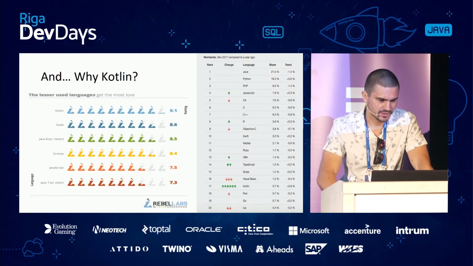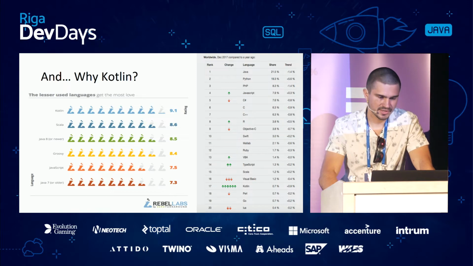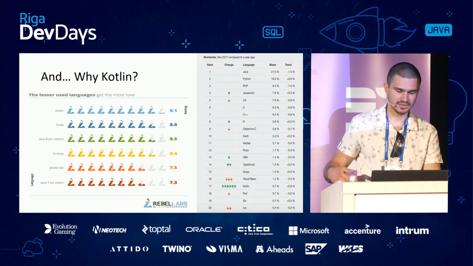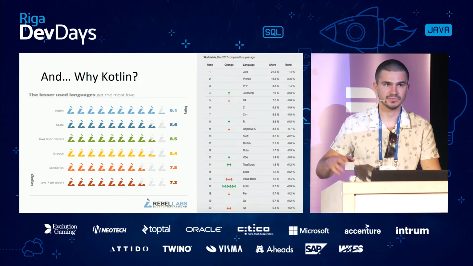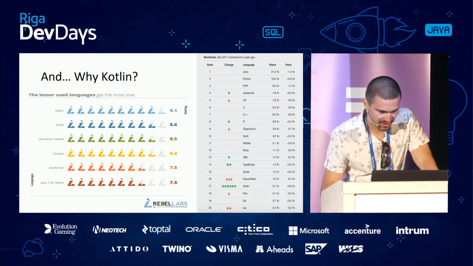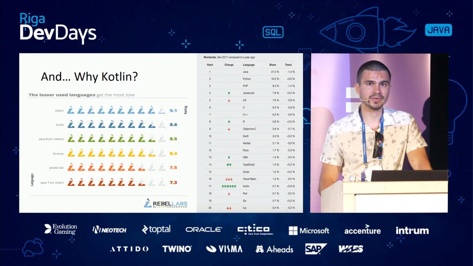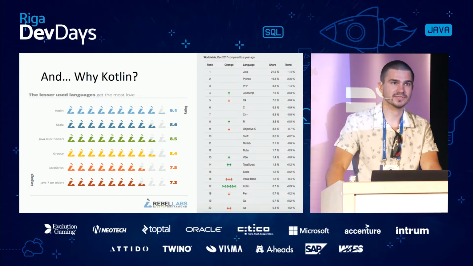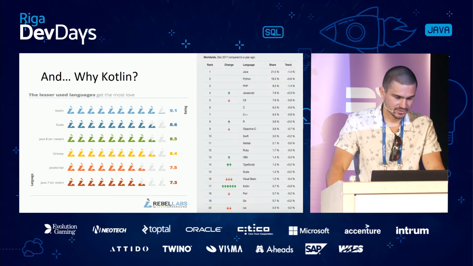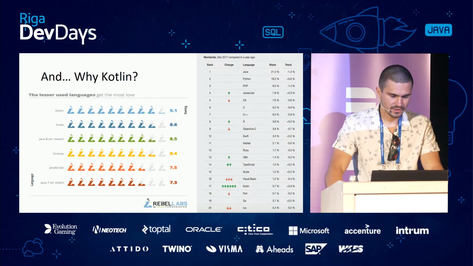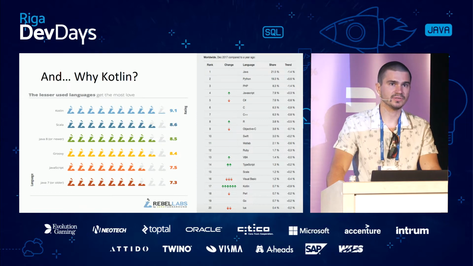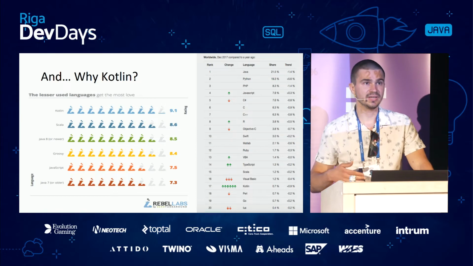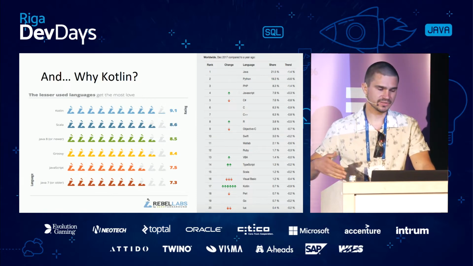Why are we interested in Kotlin? Because we have, for example, such charts. Here we have a TIOBE index. If you know what it means, it's like statistics about usage of different programming languages. So Kotlin is in the 17th position right now, and the trend is that it becomes more and more popular. So it's a rising star of programming languages. And according to a survey of Rebel Labs, we can see that Kotlin is the most interesting language from the developer's perspective. So if a developer can choose a language, he will definitely choose Kotlin.